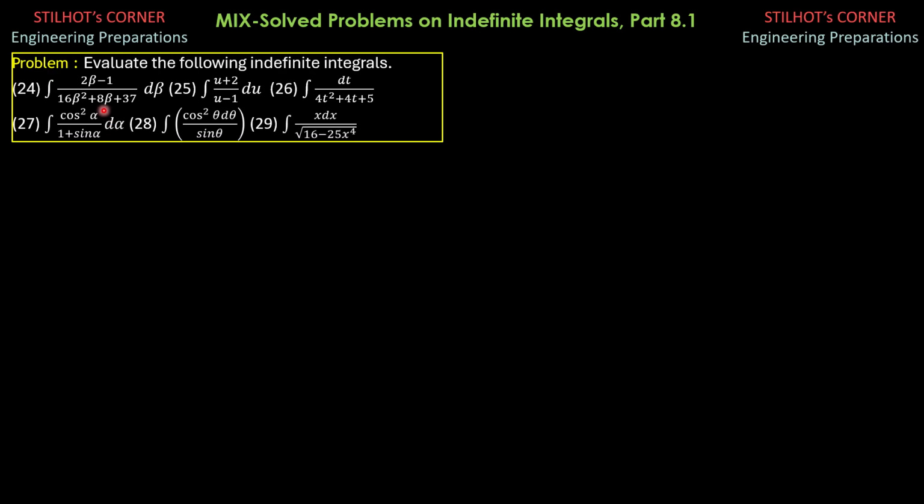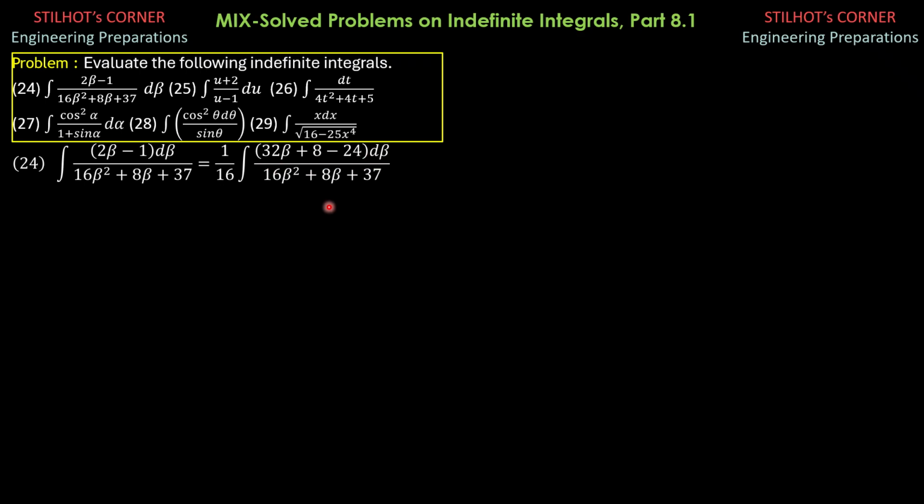For the first part, we have to rewrite this integral. We have (2 beta minus 1) differential beta over 16 beta square plus 8 beta plus 37 as 1 over 16 times the quantity (32 beta plus 8 minus 24) differential beta over the same denominator.